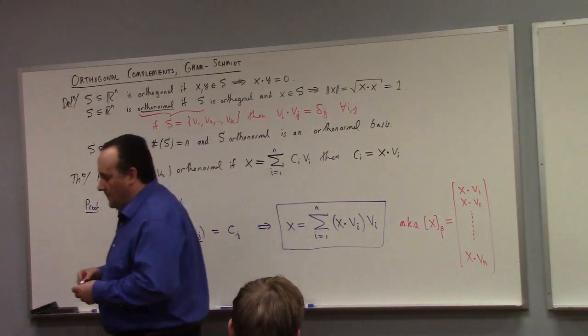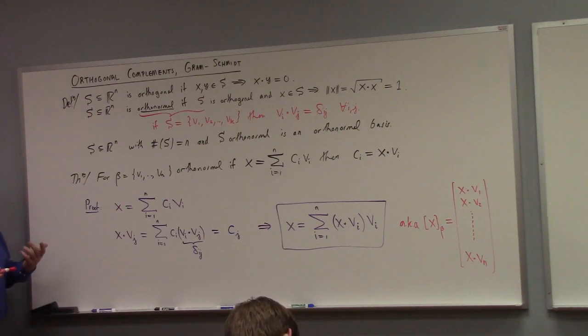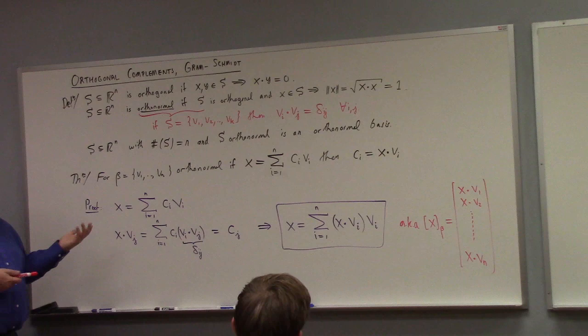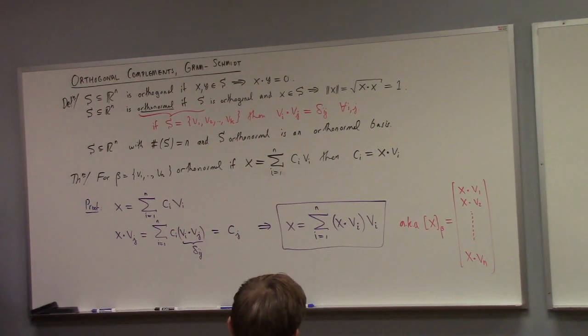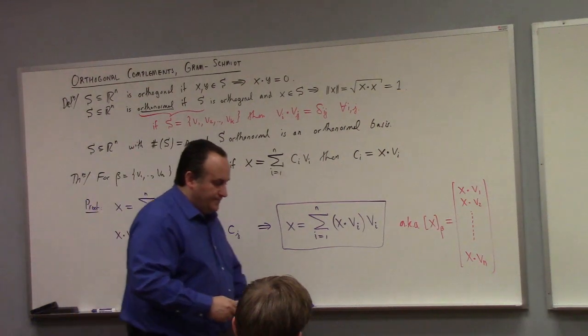Think about calculus 3. How do you find the components of a Cartesian vector? What's the x component? The vector dot i. What's the y component? The vector dot j, right? What's the z component? The vector dot k in the ijk notation, right? This is simply that same idea, but for a basis in n dimensions. We can calculate components by dot products. This is not generally true of all bases, right? This only works for orthonormal bases. So orthonormal basis, super special. We really like them, all right?